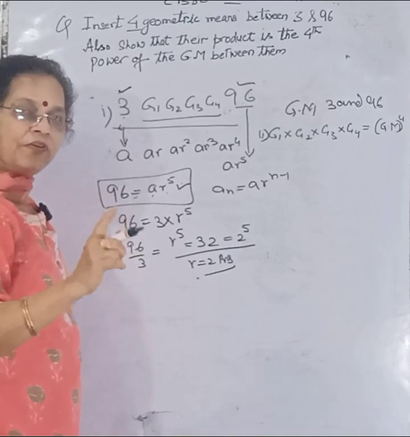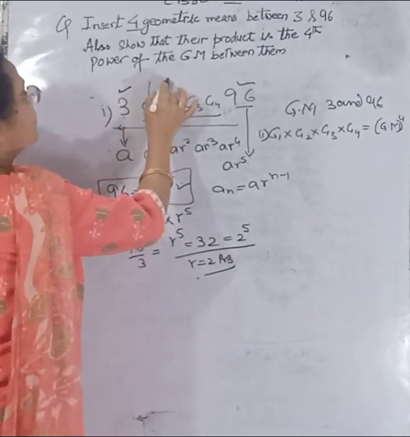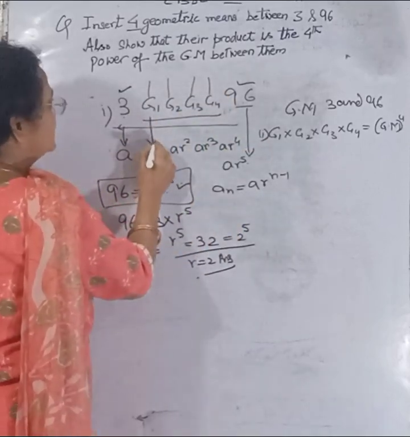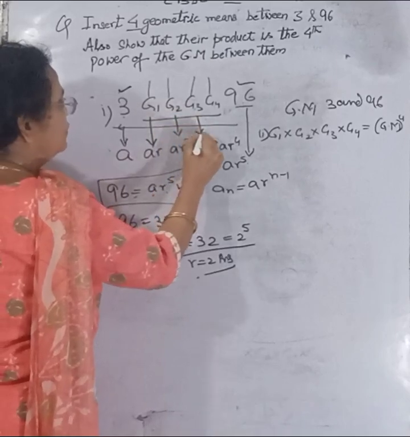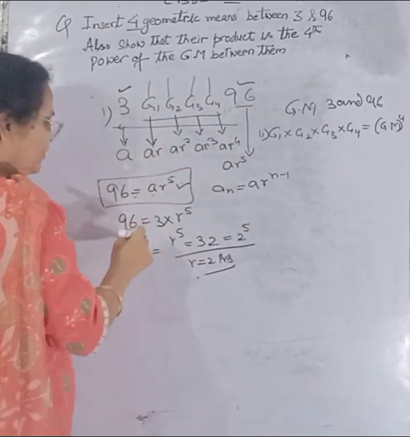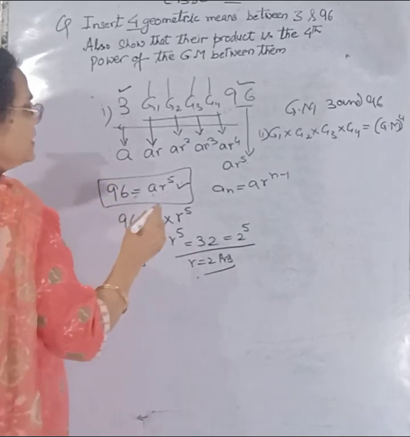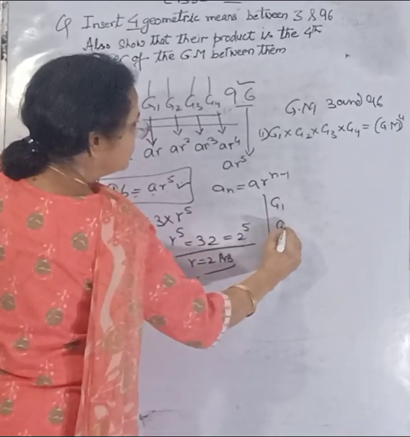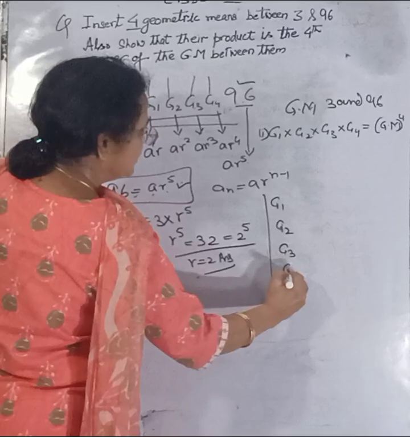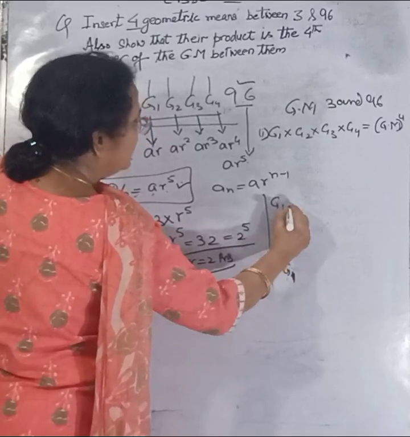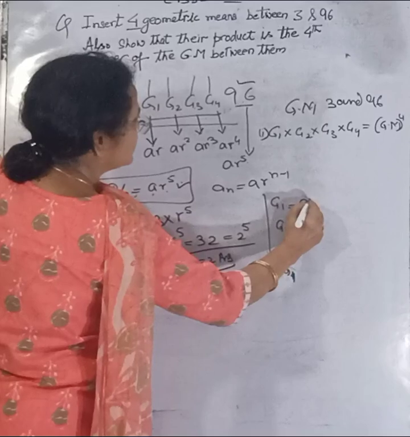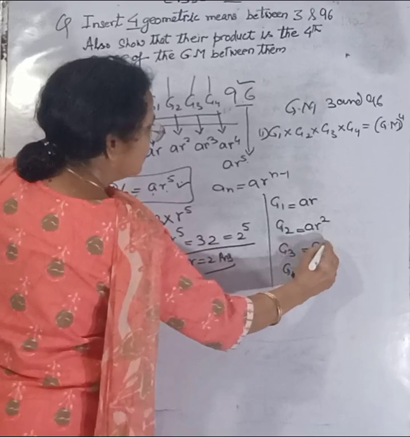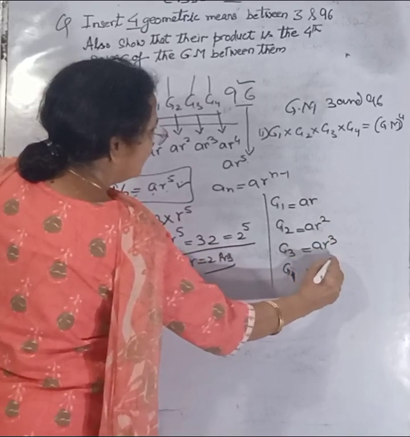Now we can find the value of these 4 geometrical means, which are what? This is AR, this is AR square, this is AR cube, this is AR to the power 4. It means first, second and third. Sequentially, अगर देखा जाए तो G1, G2, G3 and G4 will be equal to AR, AR square, AR cube, and AR to the power 4.